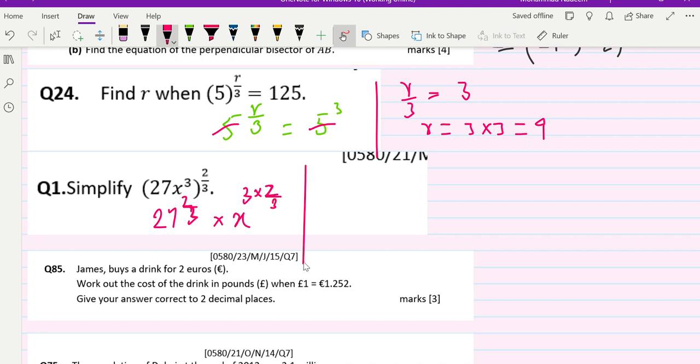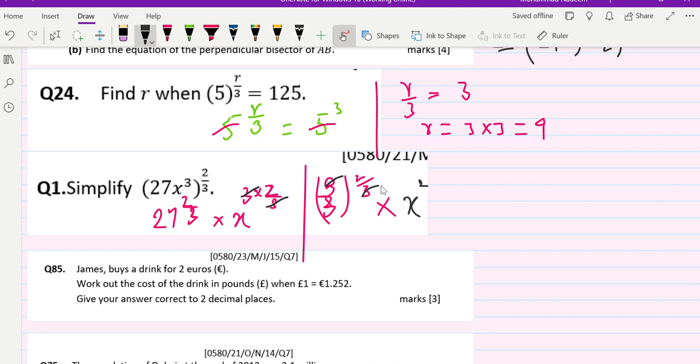Double power will get multiplied, so 3 times 2 by 3. So 27 could be written as base 3. 3 power 3 is 27. I will write it as 3 power 3. The second power will be written outside, 2 over 3. And in terms of x, the powers will be cancelled, 3 by 3. So x power 2, which is x square, will be remaining as it is.